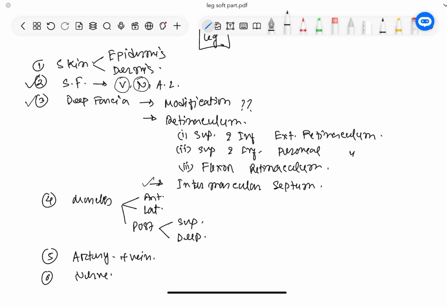Come to the retinaculum. I will show you the retinaculum first here. The retinacula are deep fascial thickening bands which hold the tendons passing from the anterior, lateral or posterior compartment of the leg towards the foot. That is their main function. So, let us see what the retinacula are.